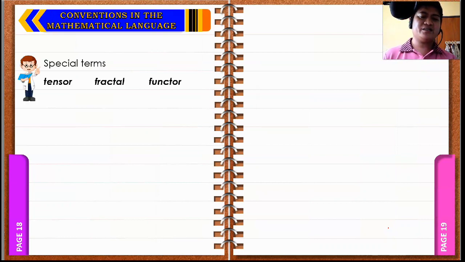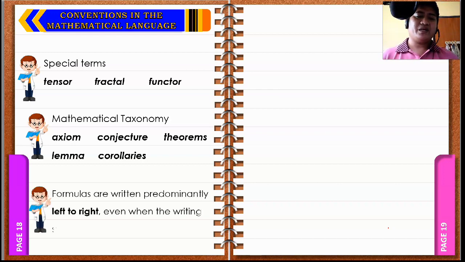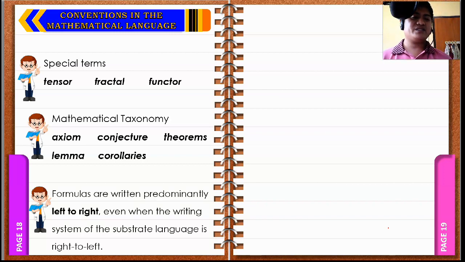Also, in other cases, special terms have been introduced. Some of them are tensor, fractal, and functor. And there are a lot of special terms in mathematics. So mathematical statements also have their own taxonomy, like axiom, conjecture, theorems, lemma, and corollaries. These are also some mathematical phrases or mathematical jargon used with specific meanings, such as if and only if, necessary and sufficient, and without loss of generality.